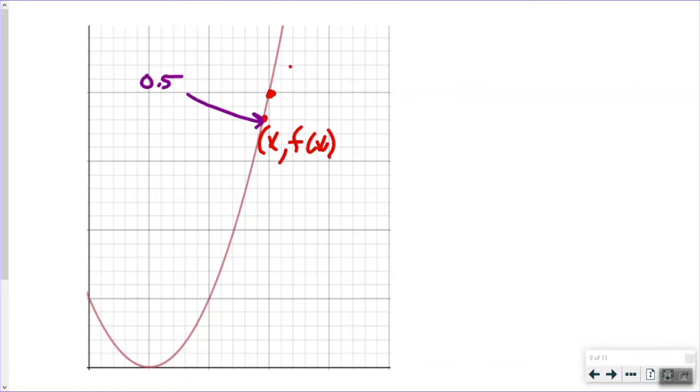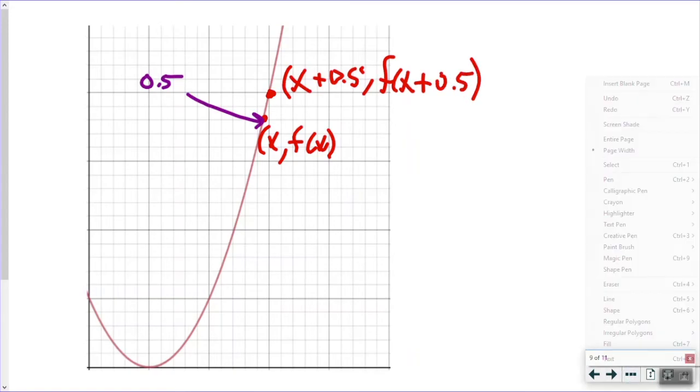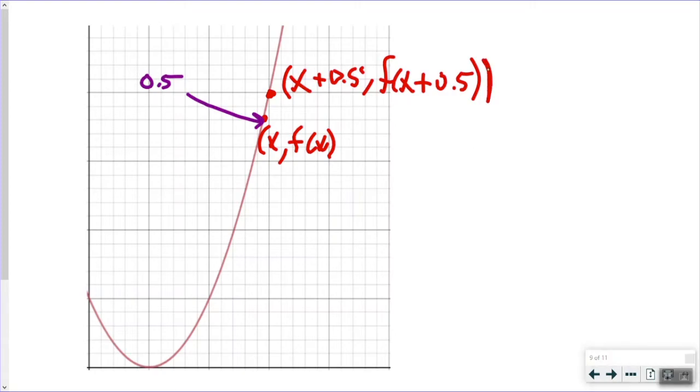So what am I writing up here? It's like the x plus 0.5. And then f of x plus 1/2. Right. So now, yeah, that's right. Thank you for reminding me. There you go. Make it perfect. Good.